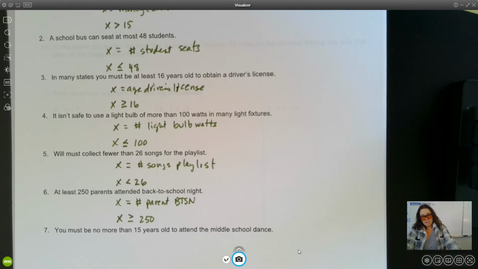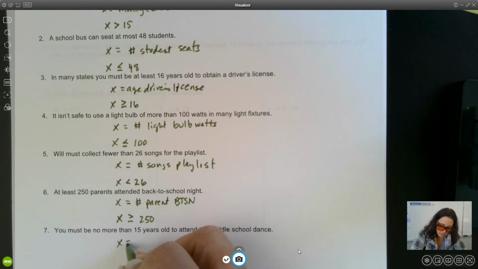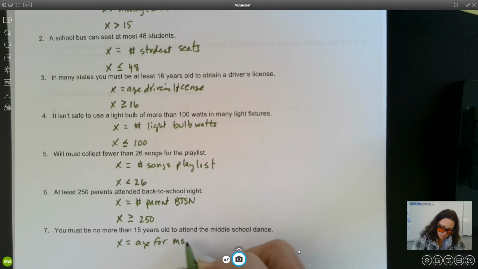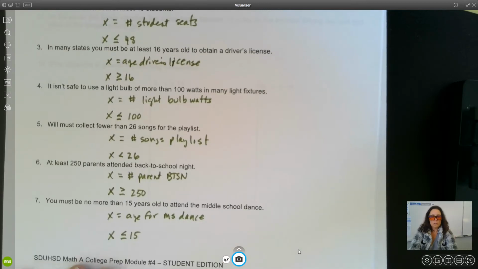Okay, good. You must be no more than 15 years old to attend the middle school dance. So we're going to let X be the age for a middle school dance. And you have to be 15 or less years old. Okay, you cannot come to a middle school dance if you're 16 or 20. Of course, there's chaperones there, but we're talking like attending the dance. Alrighty. Next page.